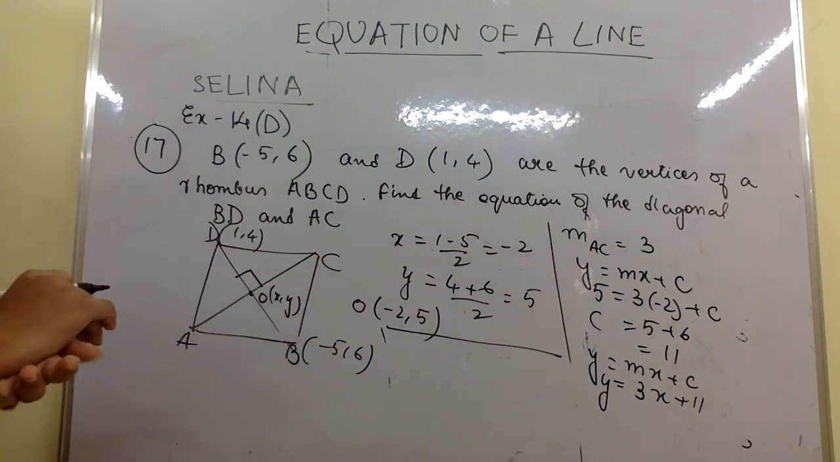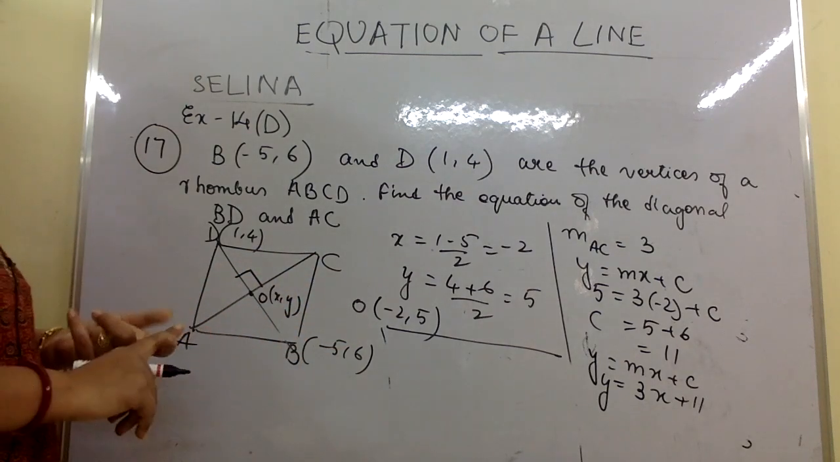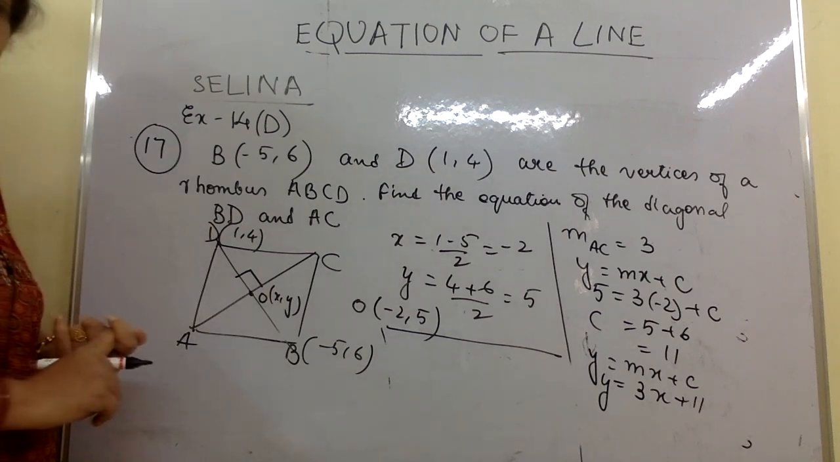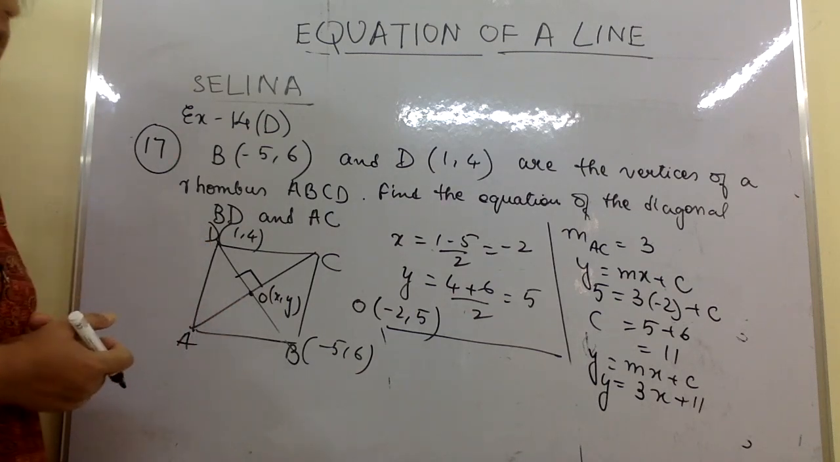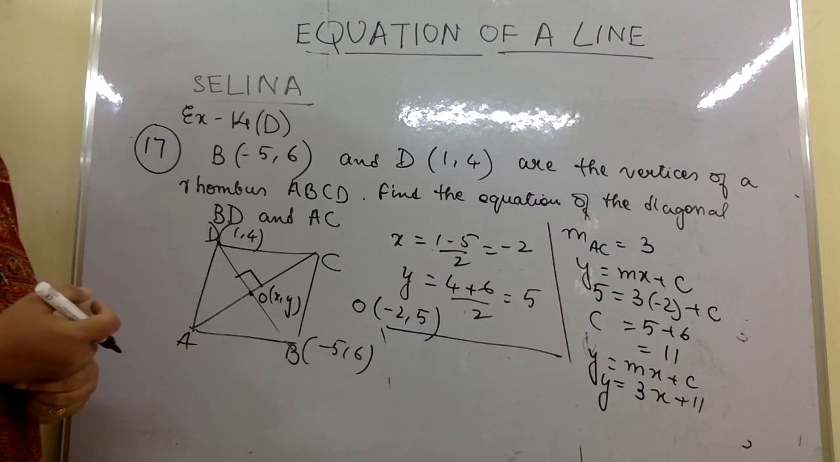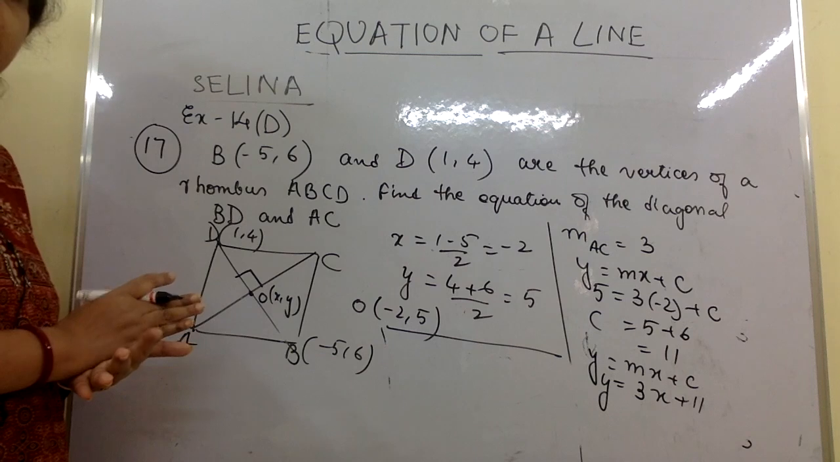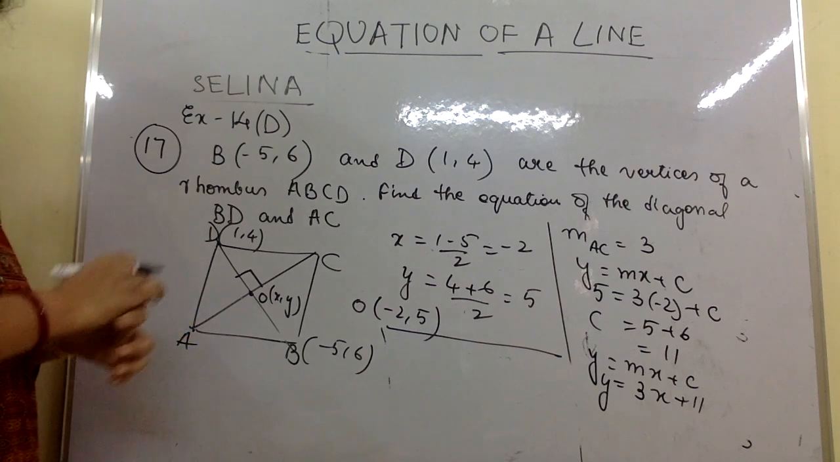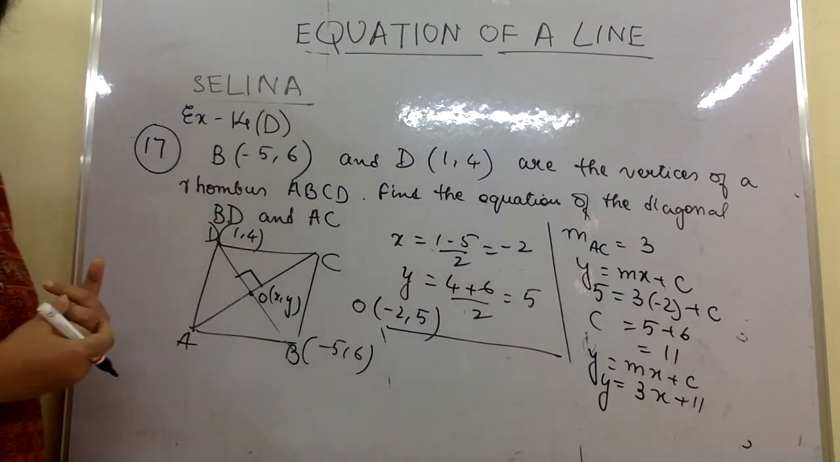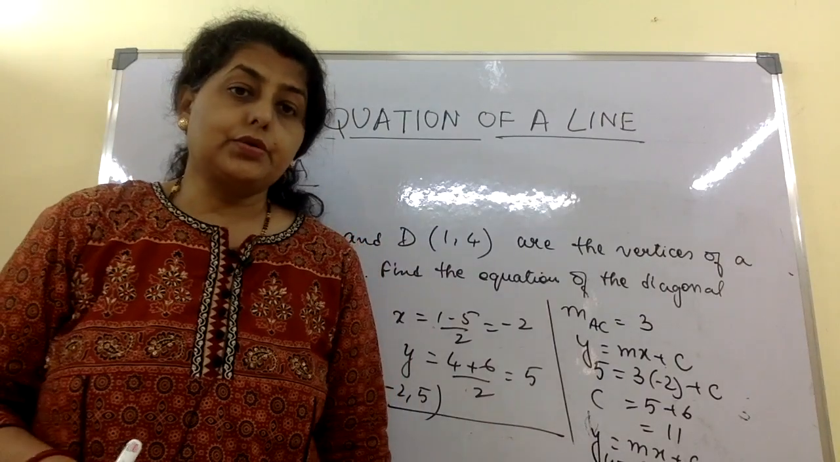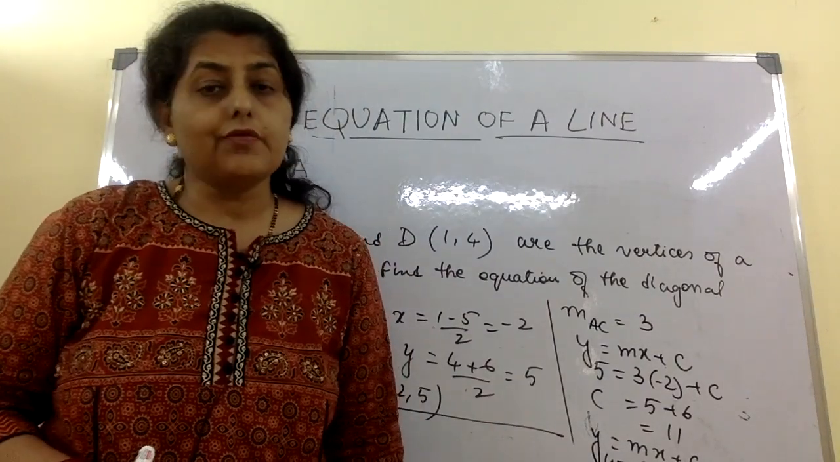So what are the different things we applied here? First, we applied the midpoint formula, which comes from the section formula, to find this. Then we found the equation of a line. We also used the property that the product of the slopes of two perpendicular lines is always minus 1. So if you know all these things, step by step, you can do any sum. So that was it from equation of a line.